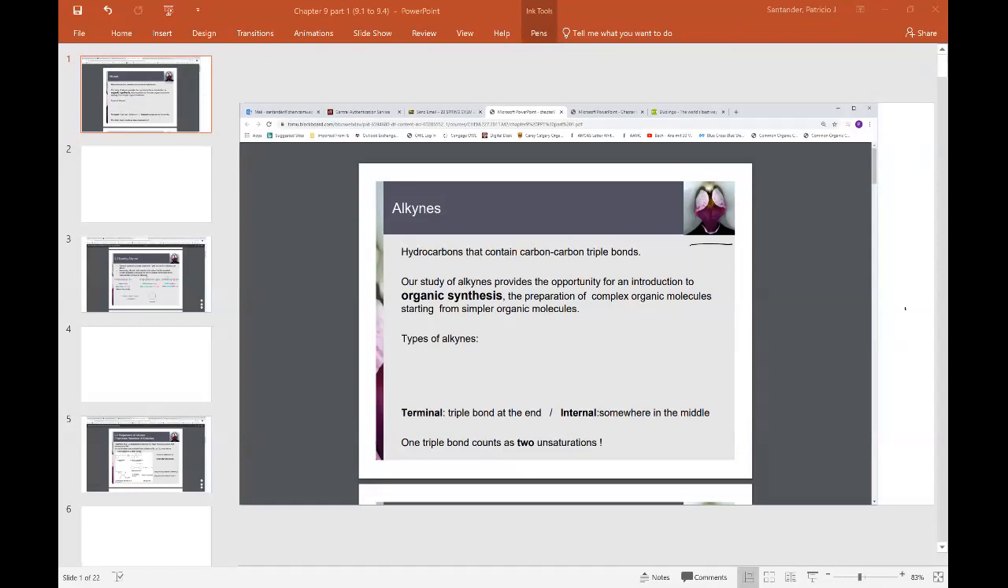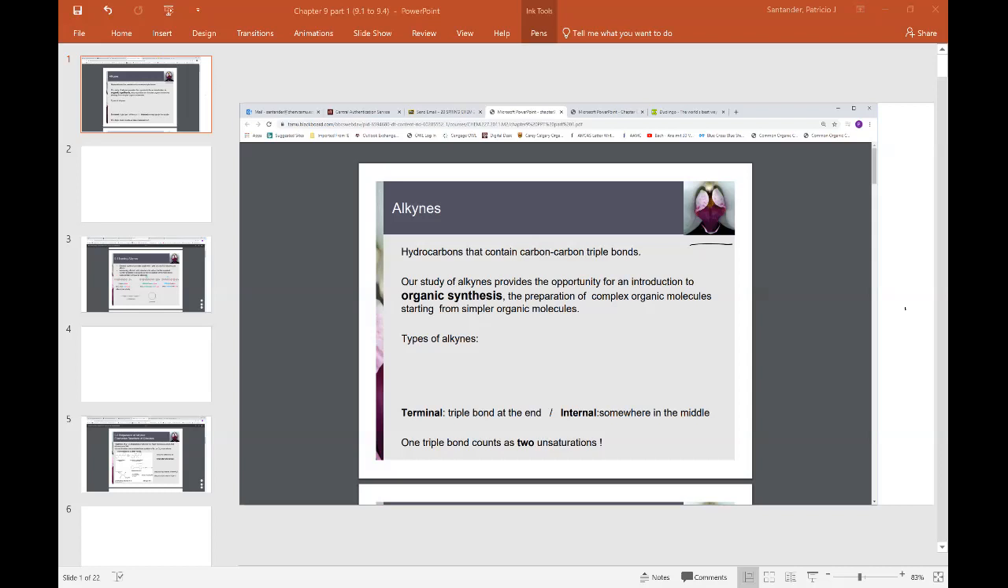Let's recall that you have alkenes with one double bond, and that counts as one unsaturation. You can also have rings. One ring also counts as one unsaturation, and the alkyne triple bond counts as two unsaturations.